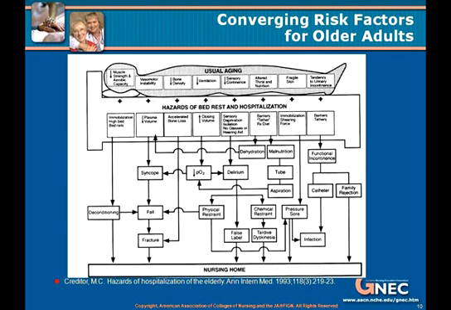If you look at the very bottom of the model, these complications or endpoints of the hazards of hospitalization lead to nursing home placement. That's certainly the worst case scenario for the patient who loses function and independence. But we could also look at other outcomes as well.